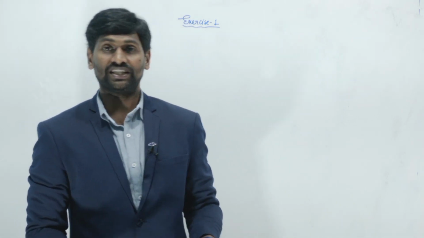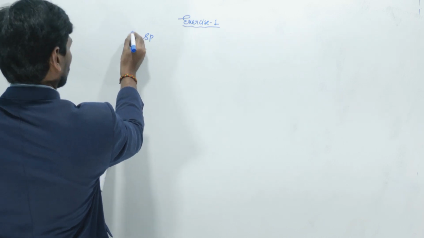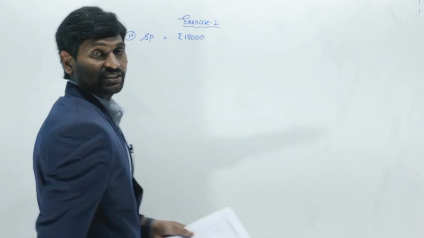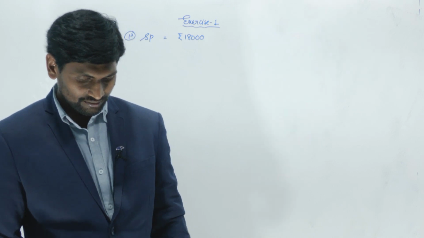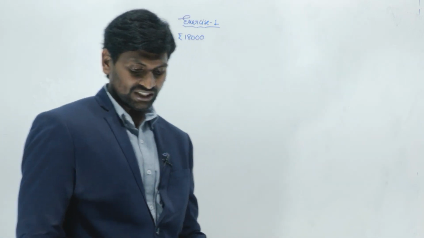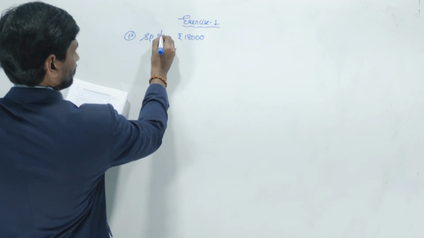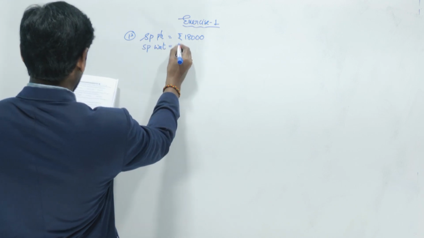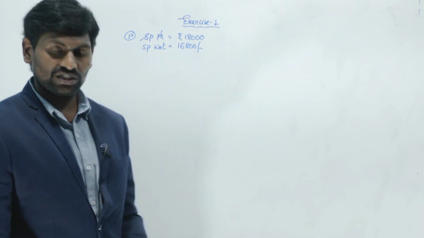Yeah, 12th question. The profit earned by selling a phone is 18,000 rupees. So the selling price of the phone is 18,000 rupees. He will get a profit, it seems, but how much profit we don't know. But if the watch is sold for 16,800 rupees, what is the cost price of the phone?